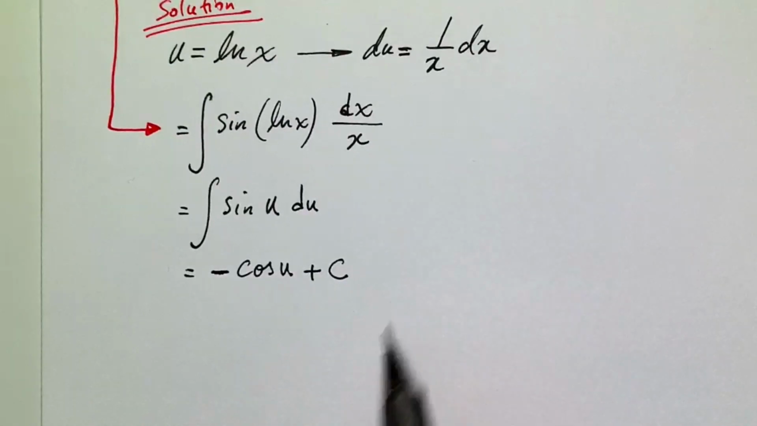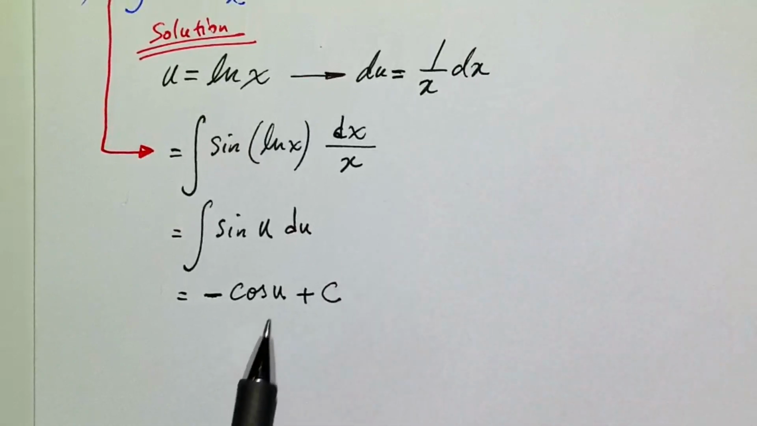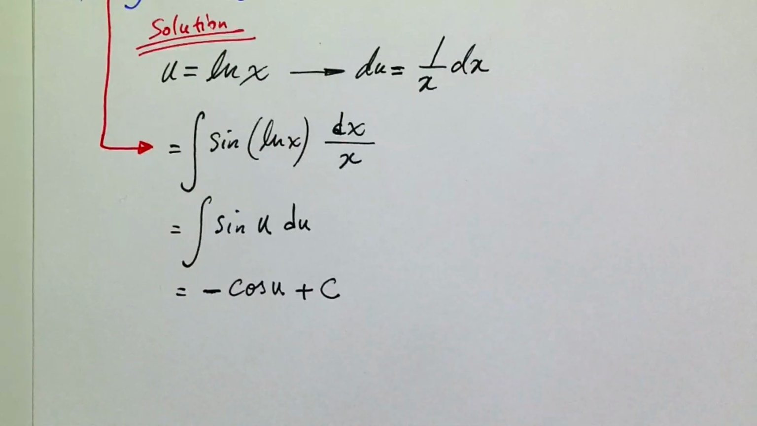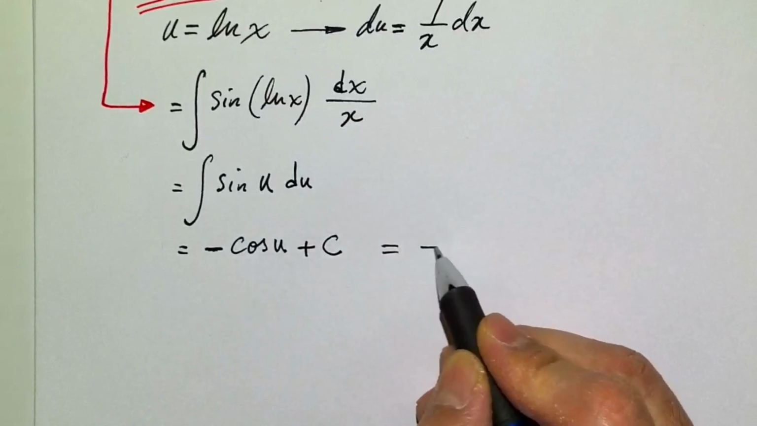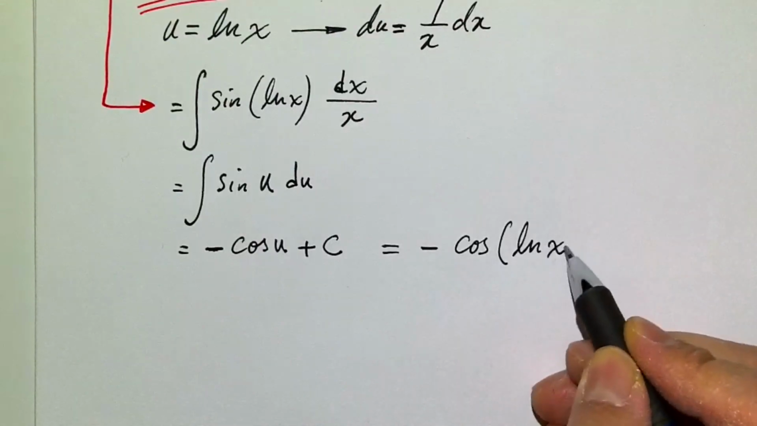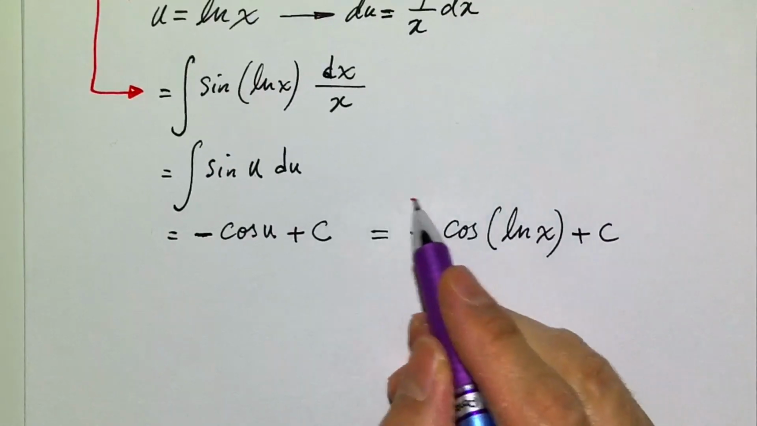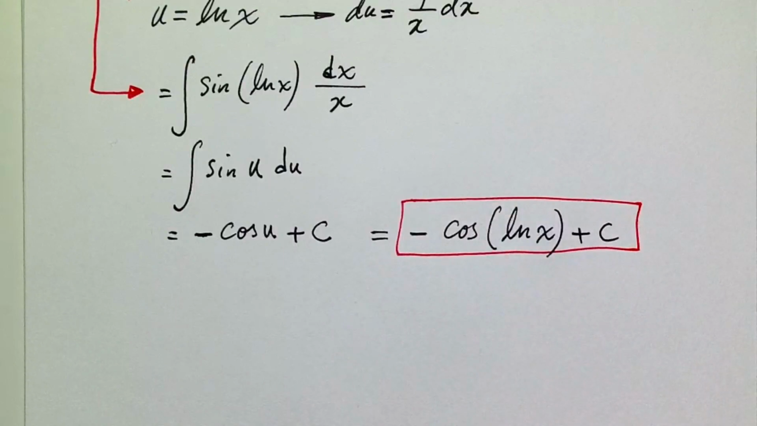Okay, so that's that. And then, of course, the last step is, what do we do? We replace u with the original expression. Because the substitution is just an intermediary for us to facilitate the integration process. Okay, so let's do that. And we get minus cosine of natural log of x plus c. Okay, that's that.